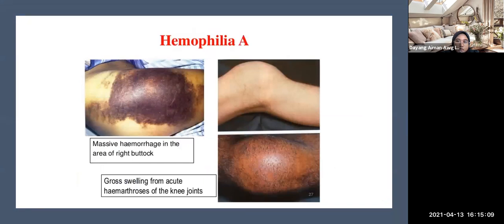So hemophilia A presents with massive hemorrhage, a big ecchymosis, and also gross swelling from hemarthrosis of the joint.